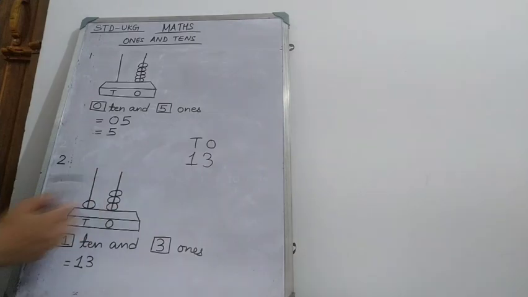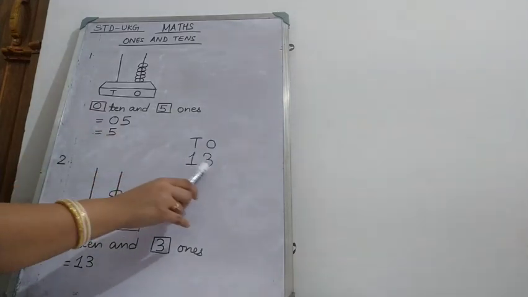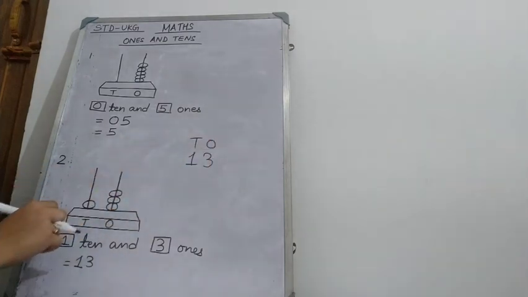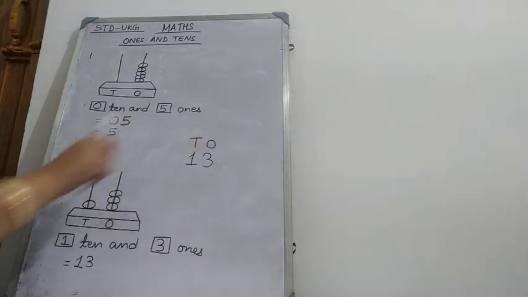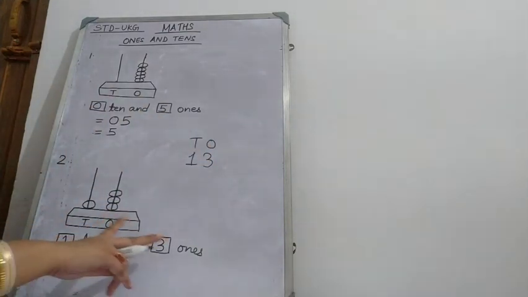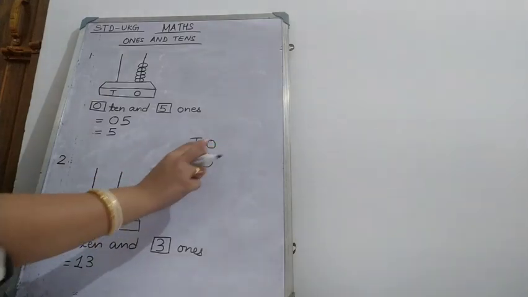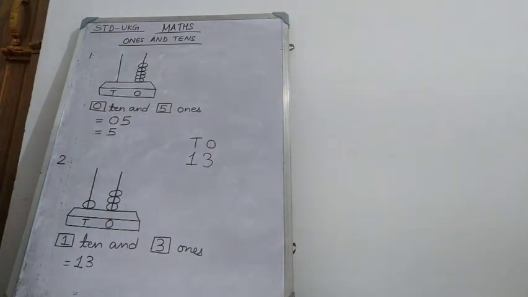Like this we will write O, T. Okay? Ones and tens. 3 ones, 1 ten. Tens, ones. So there are 2 digits. We have got 2 digits. So we will write like this: 3 ones, 1 ten. Understood? Now see the next one.